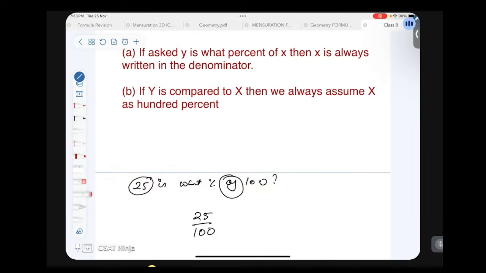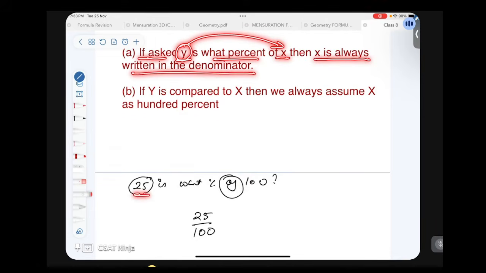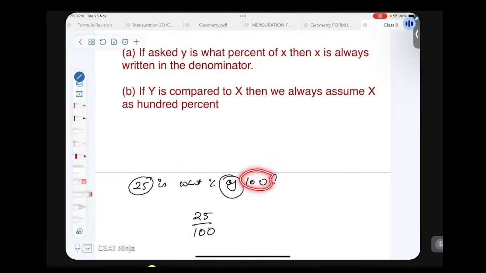This is what statement number A says. If asked y is what percent of x, that means I'm comparing y with x, then x is always written in the denominator. That means I'm comparing 25 with 100, which is why I'm writing 100 in my denominator. If you reduce this, 25 ones are 25, 25 fours are 100. My answer here is 1 by 4.